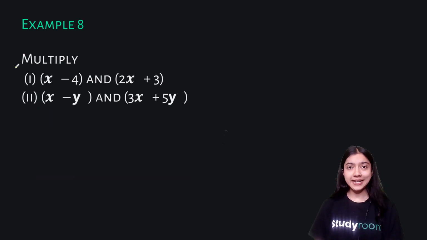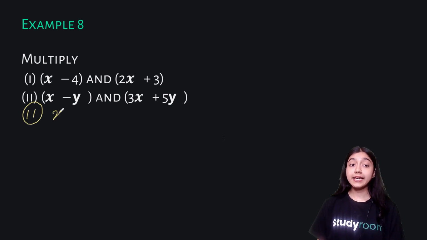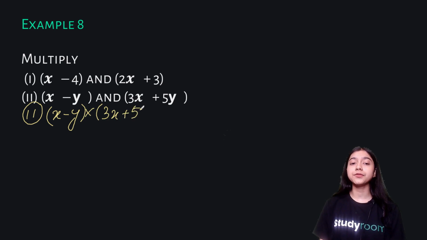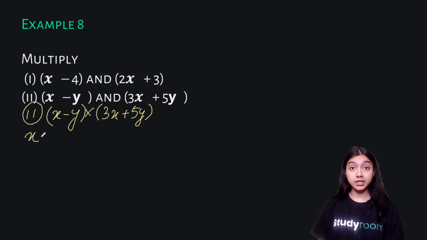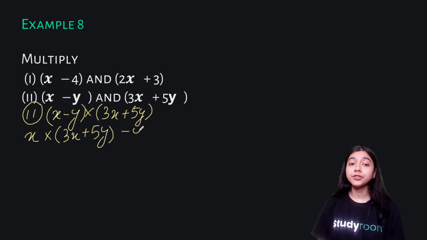Now let us solve the second example. So the second example we have over here is x minus y, which is a binomial, and we have to multiply this binomial with another given binomial, that is 3x plus 5y. So what we'll do is, we will take the first term of the first binomial, multiply it with the entire second binomial, okay, and then we will be taking the second term of the first binomial and multiply it with the entire second binomial.